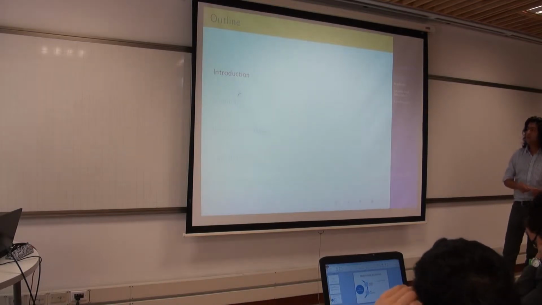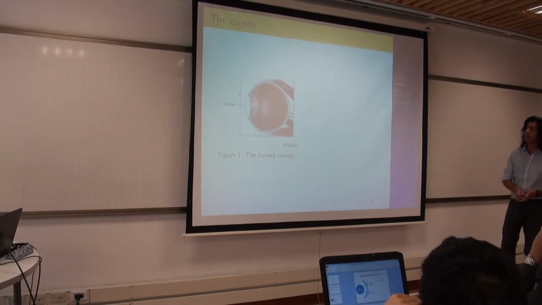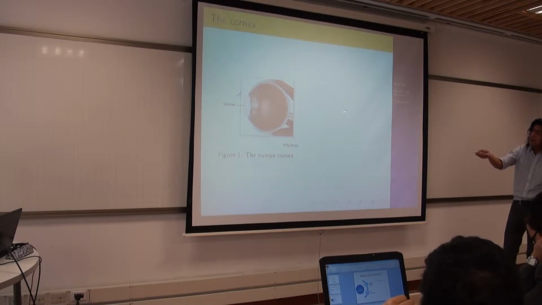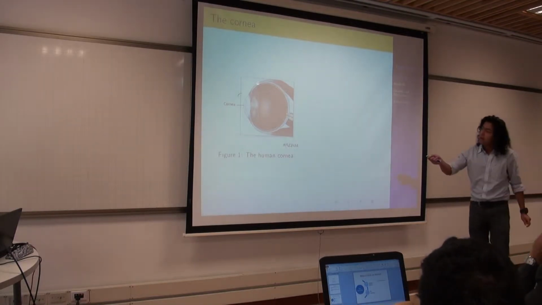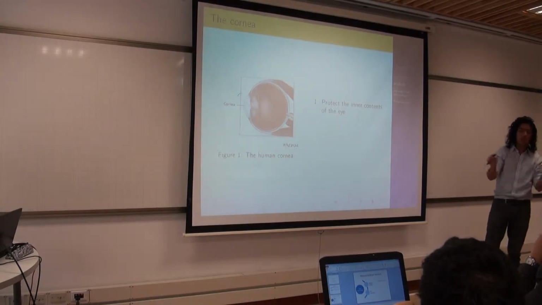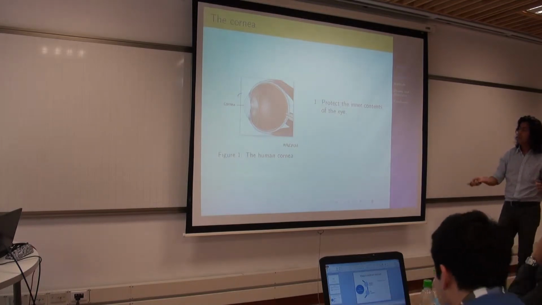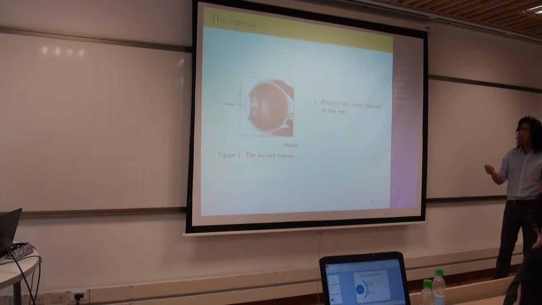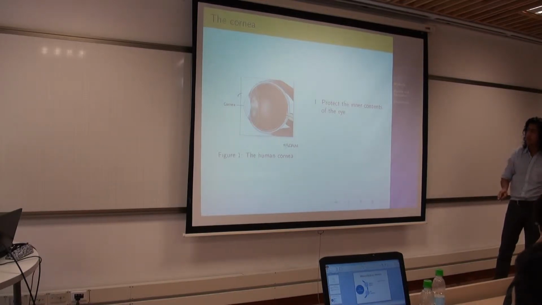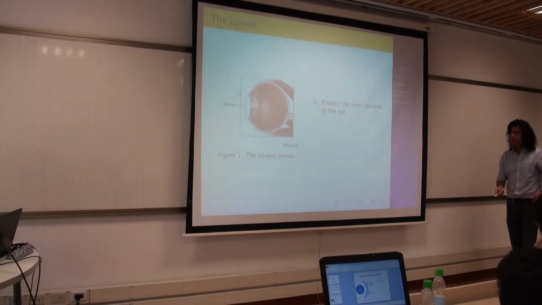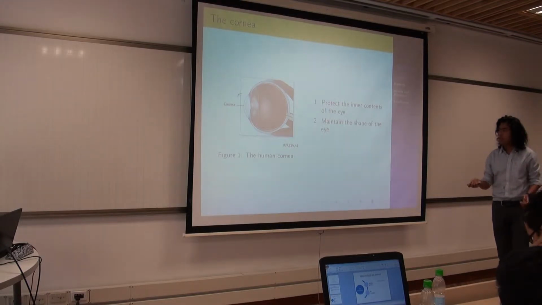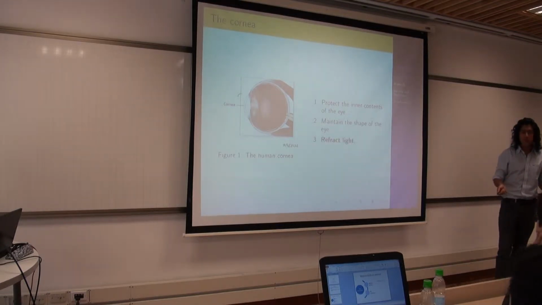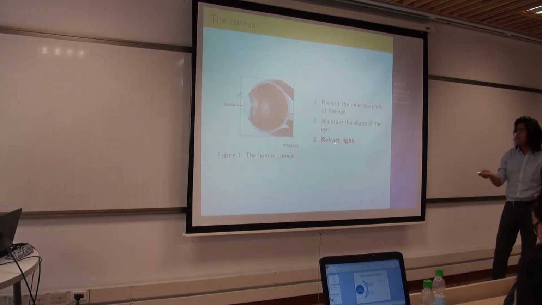First of all, in the introduction, let's talk about the cornea. Here I have a global picture of the ocular globe, and I have highlighted the cornea. The cornea is like a hemispherical shell structure on the top of the eye, and it has three major functions. The first one is to protect the inner contents of the eye. The second one is to maintain the shape of the eye. And the third function, which is the most important one, is to refract light.